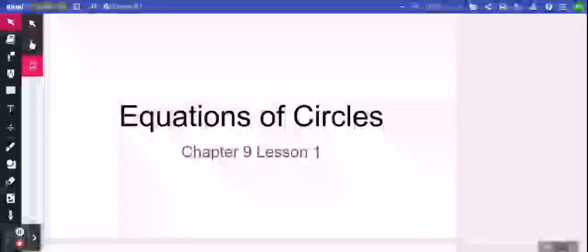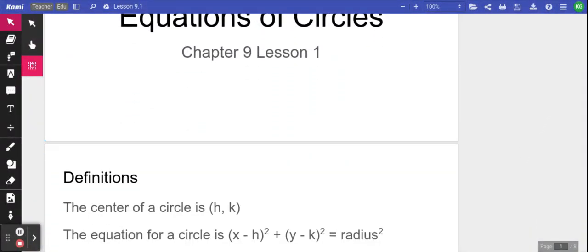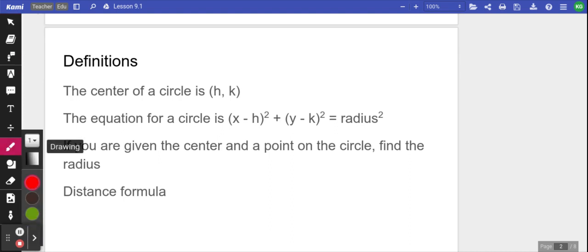Chapter 9, Lesson 1, Equations of Circles. Go ahead and pause here and take these notes.